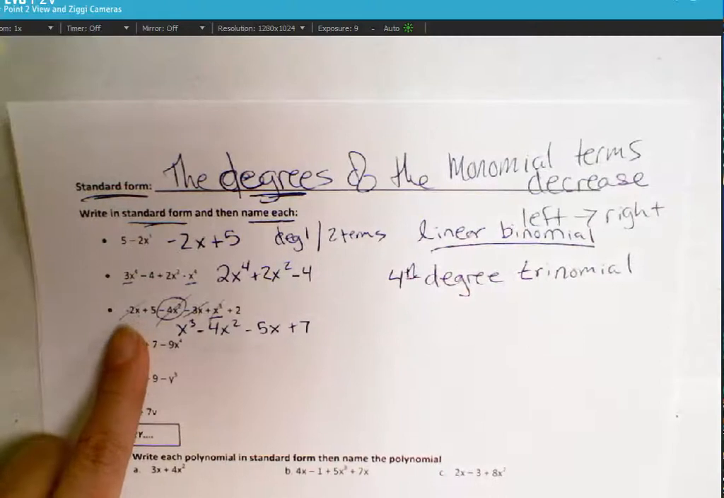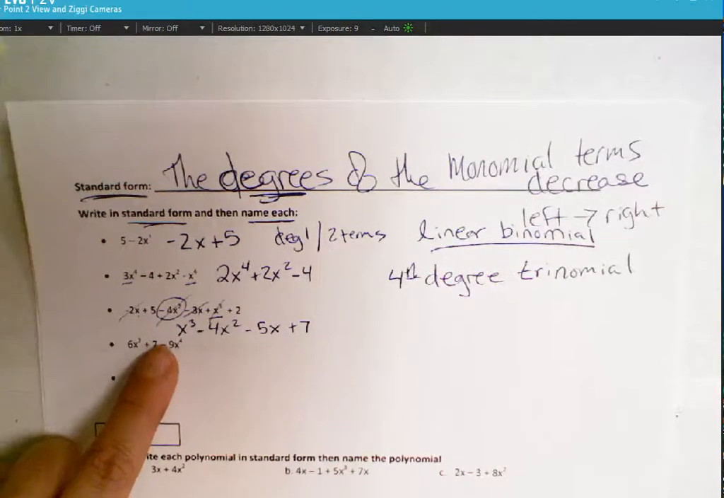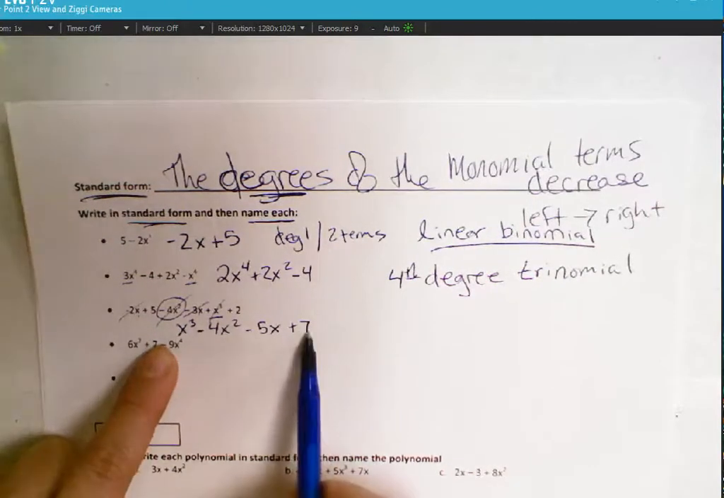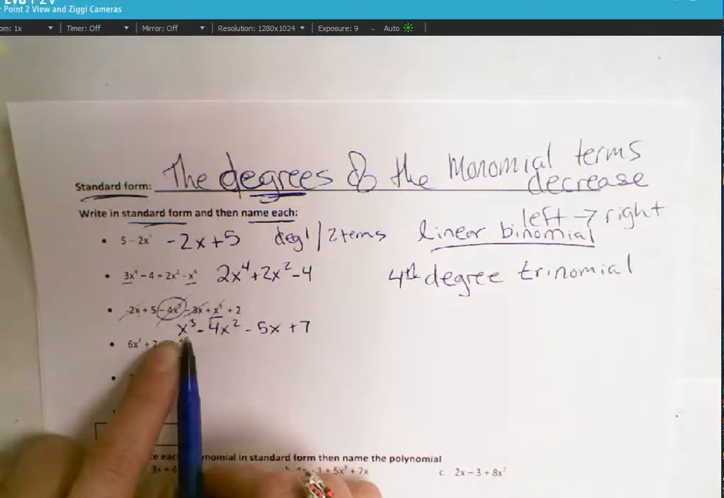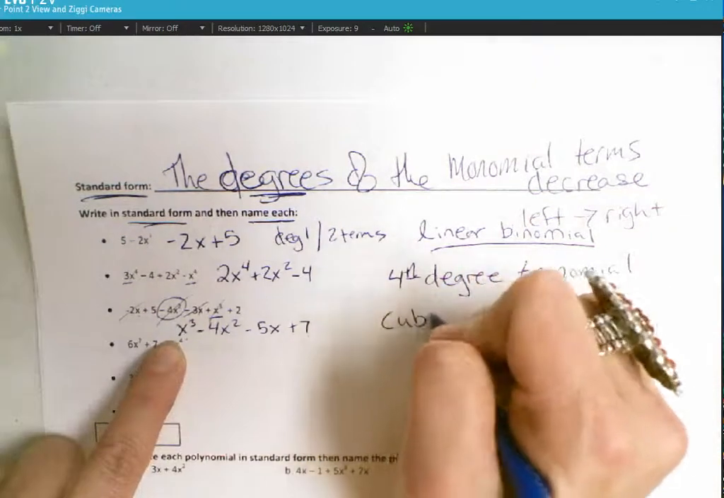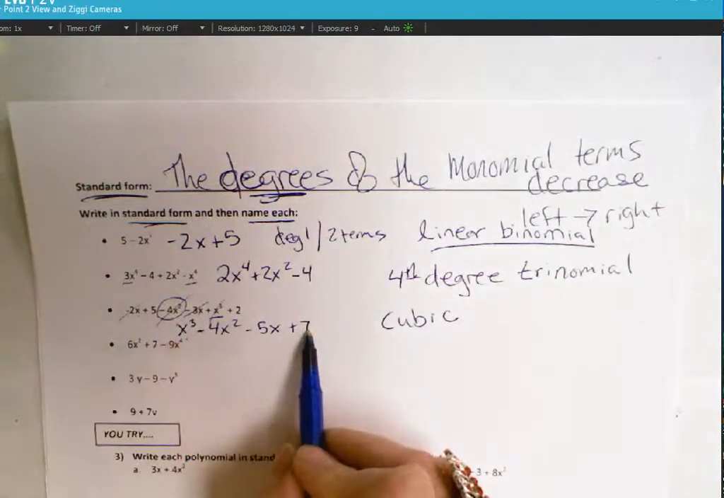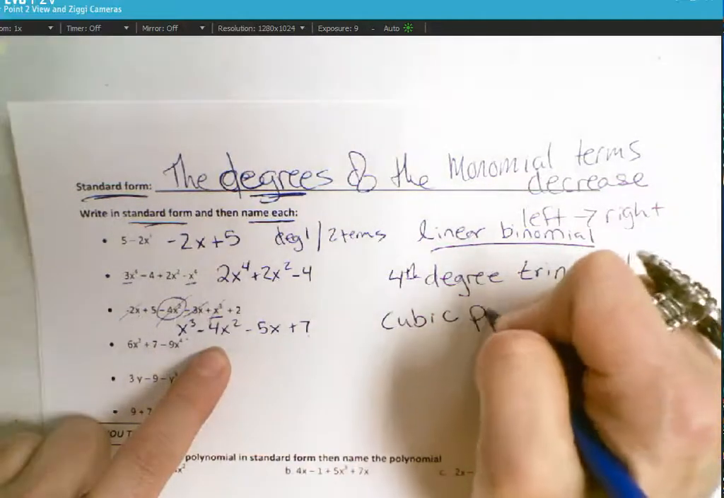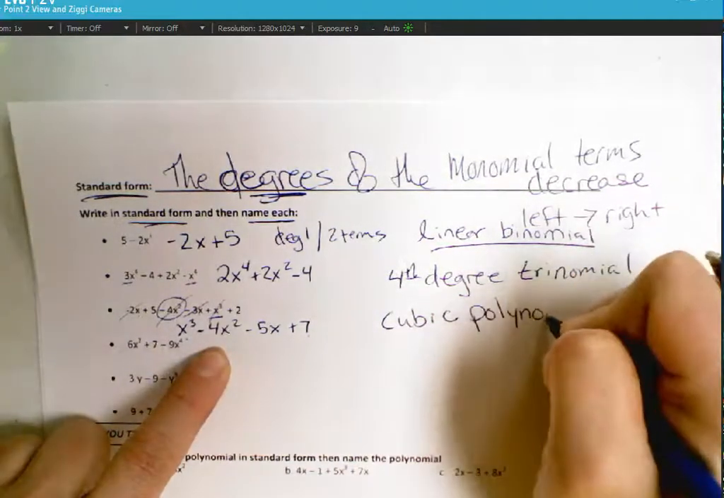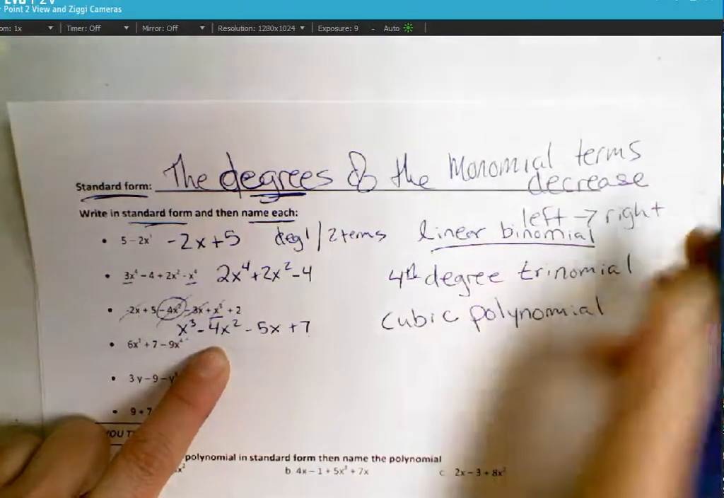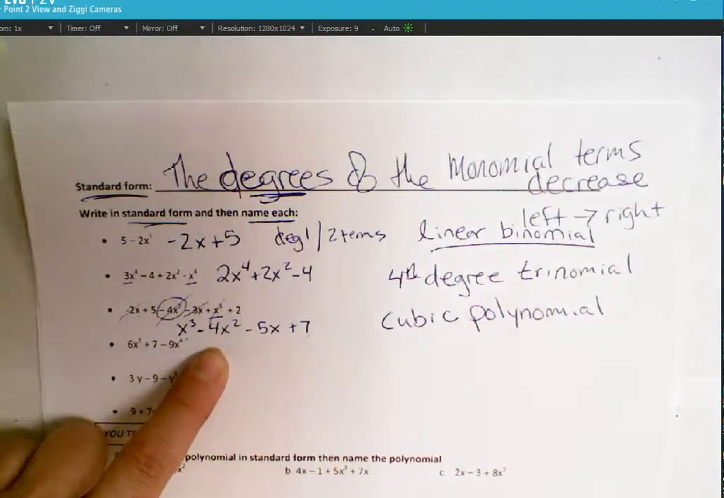So combine like terms and put them in highest to lowest order. So since I'm in standard form, I automatically know it's 3rd degree, so it's cubic. 1, 2, 3, 4 terms. It has 4 terms. Well, 3 is trinomial. Anything above 3 is called a polynomial. It's just the generic term for anything above 3 terms.